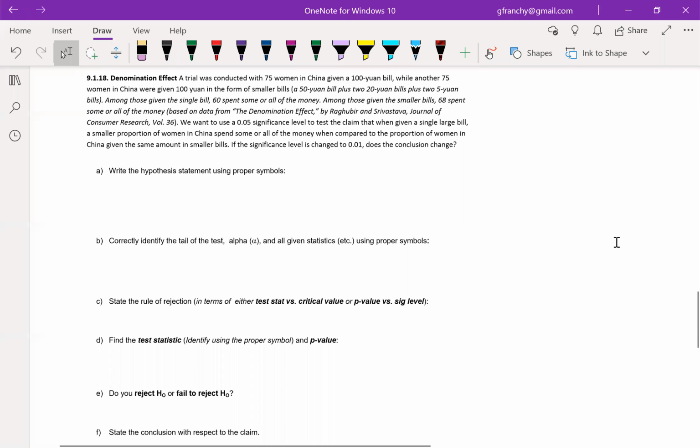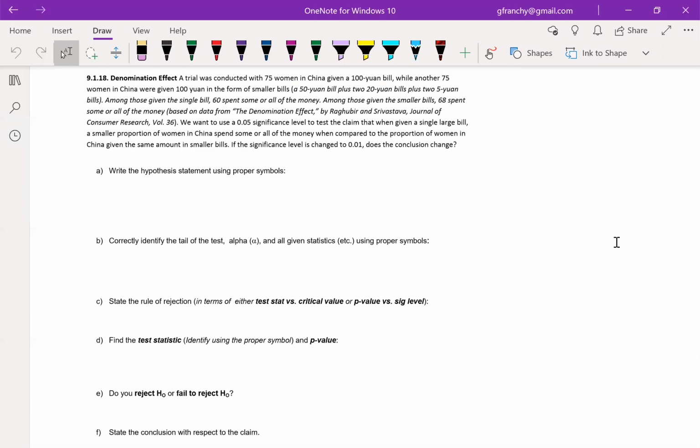Okay, taking a look at question 18 out of chapter 9, section 1. A trial was conducted with 75 women in China given a 100 bill, while another 75 women in China were given 100 in the form of several smaller bills. Among those given the single bill, 60 spent some or all of the money. Among those given smaller bills, 68 spent some or all of the money.